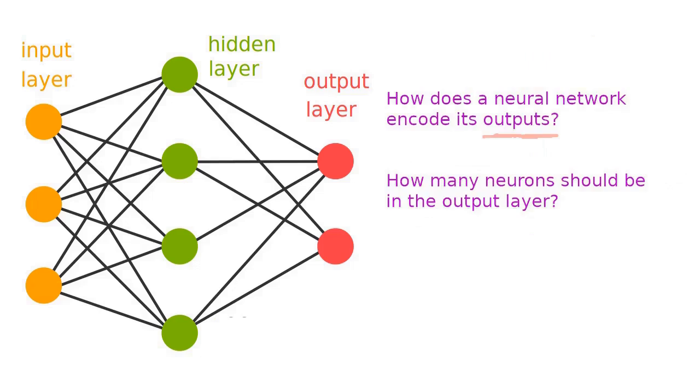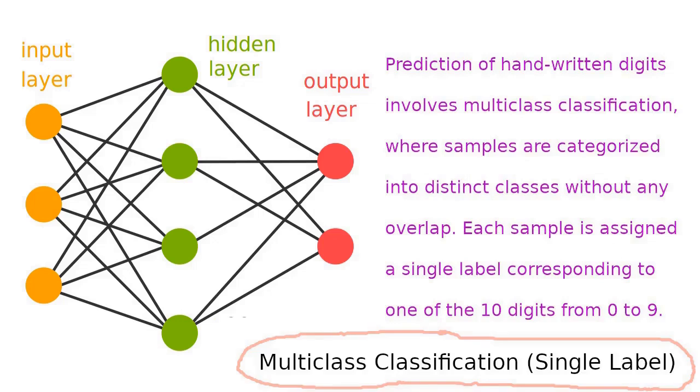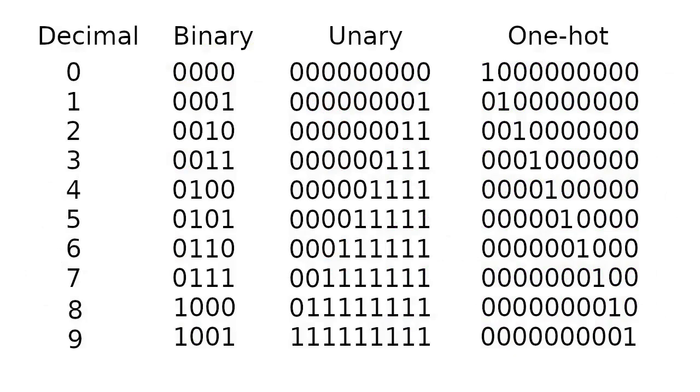The next question is how we encode the outputs, specifically how the 10 categories for digits 0 to 9 are represented. Handwritten digit prediction is a multi-class classification task where samples are categorized into specific classes without overlap. Each sample is assigned a single label from 0 to 9. Various encoding methods can be used for these categories.